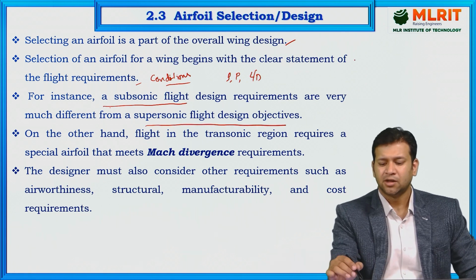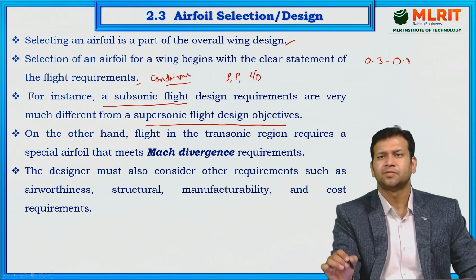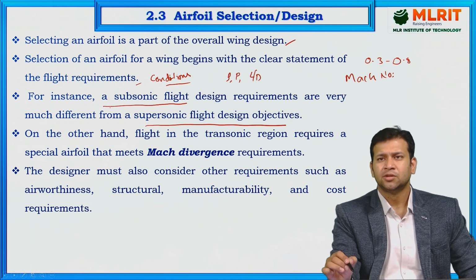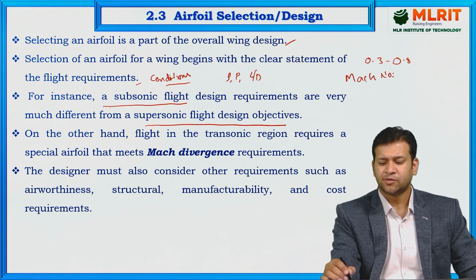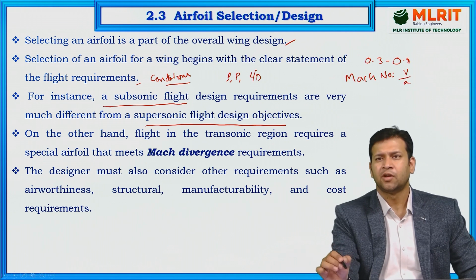Subsonic flight is something which will be flying between 0.3 to 0.8 Mach. The Mach number is a parameter to express the velocity. Mach number is V by A, velocity of object upon speed of sound of that object.